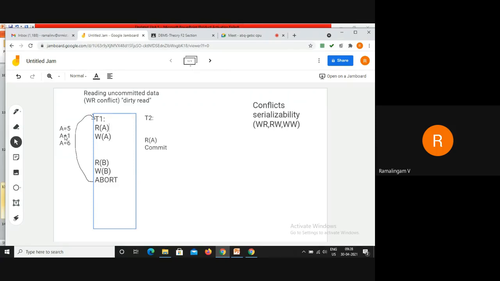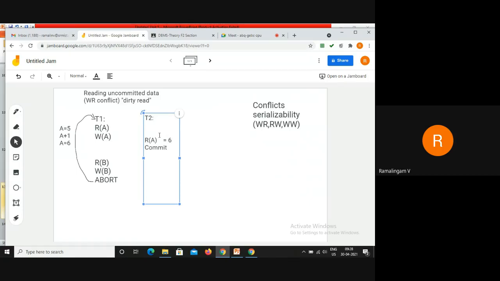Now we are incrementing the A value, updating the A value. A is increased to A plus 1. Now the A value is changed into 6. So write A, in the sense A is changed into 6. This is transaction 1. Write A. At the same time, T2 reads a value. What is the latest value of A that is assigned here? The value is 6.